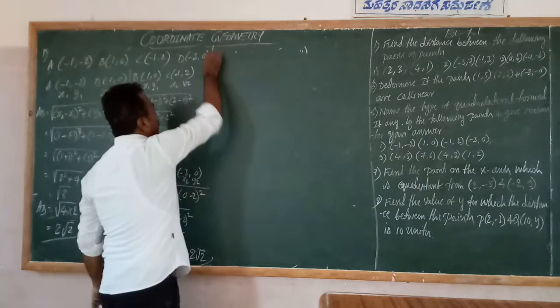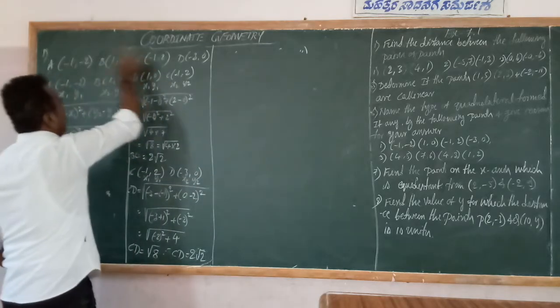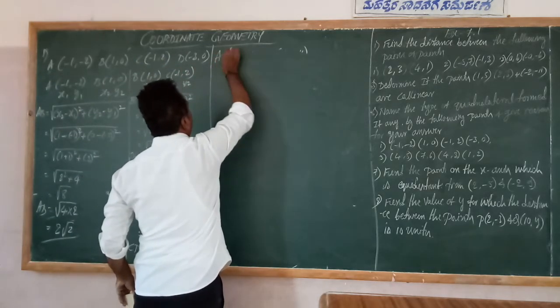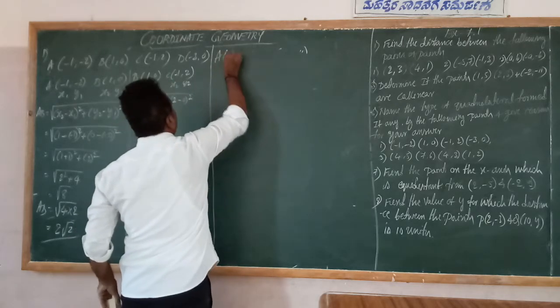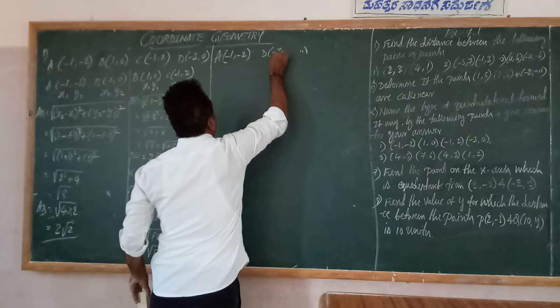Next, after CD I will go to AD. AD is equal to, first I will write A as -1, -2 and D as -3, 0.